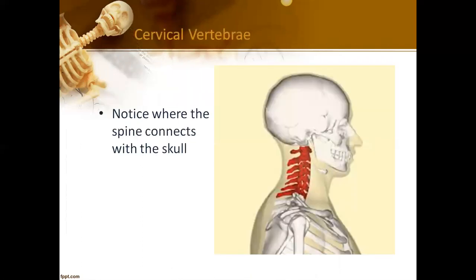Okay, here's the cervical vertebrae. It connects the spine to the skull, and take a look at where that is joining.